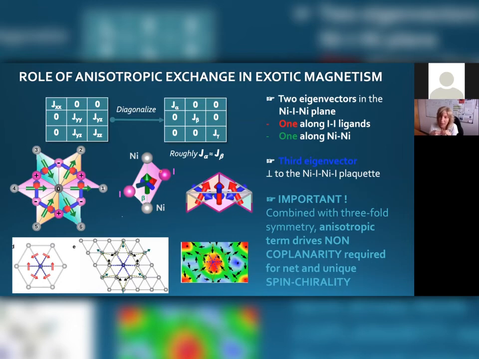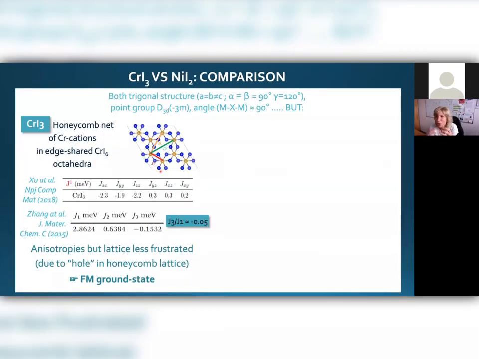And in particular, the favored direction will be non-coplanar. So this is basically the origin of what we actually see, or a main origin. Of course, it's also important that we start already from a frustrated system driven by J3 over J1. But this anisotropic exchange is actually strongly giving rise to the topological behavior that we see.